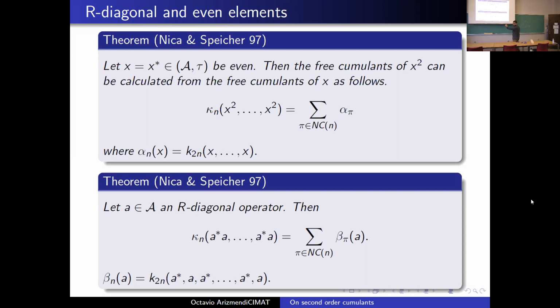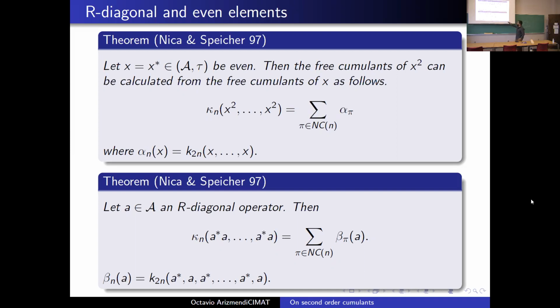You will see a lot of typos there anyway. That's a formula which says how to express the cumulants of x squared in terms of those of x. Exactly, and for x, you just take the even ones because it's even. Also this is saying how to calculate the cumulants of a in terms of the cumulants of a and a star, which are the only ones which are not zero, because I am assuming that this is an R-diagonal operator.